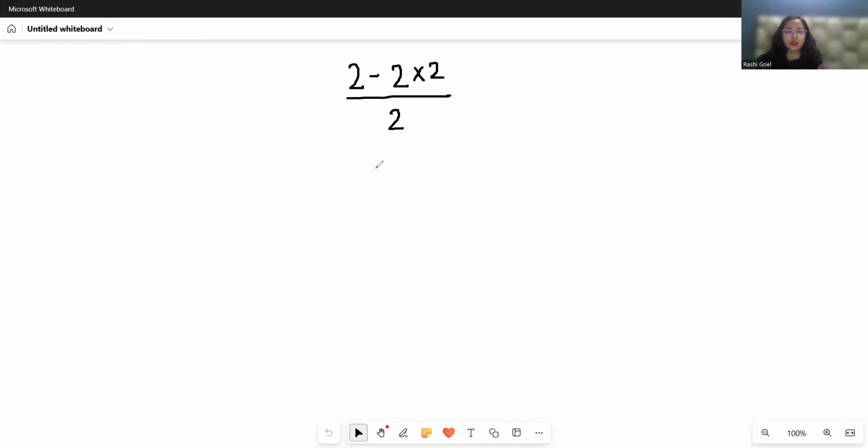So 2 minus 2 gives 0, and 0 times 2 by 2. 0 times 2 is 0, by 2 which is equal to 0. But this answer is not correct. So no, the correct path: the fraction can be written as parenthesis 2 minus 2 times 2 by 2.